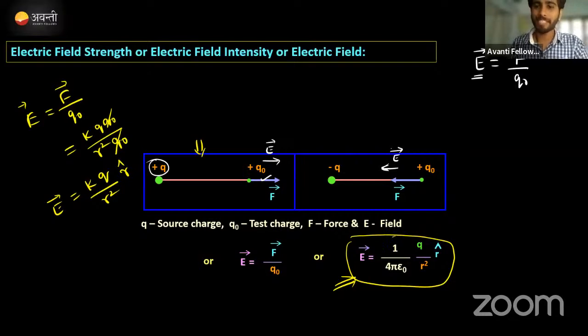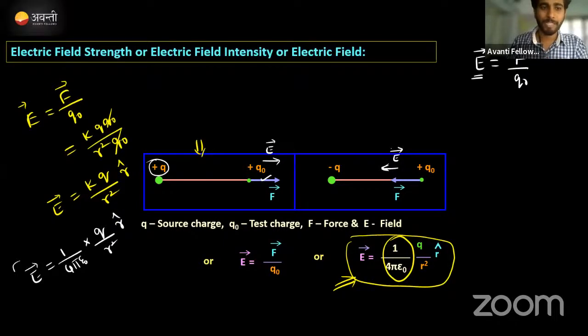right? They expanded this format, K value substitute कर दिया इधर. K value substitute करने से क्या होता है, electric field strength will be equal to 1 by 4 pi epsilon naught if it is in free space into Q by R square into unit vector R cap, right? Right, exactly right. Hope you all understood this one. Is there any doubt? Is there any doubt?